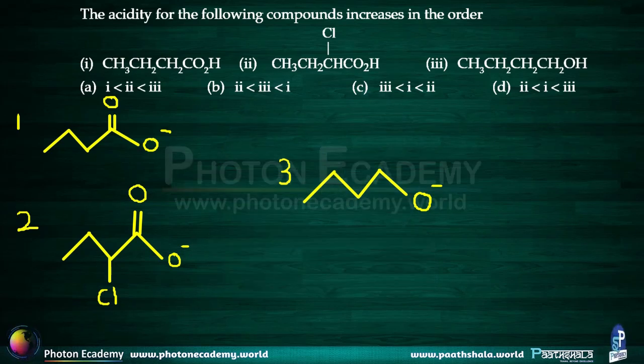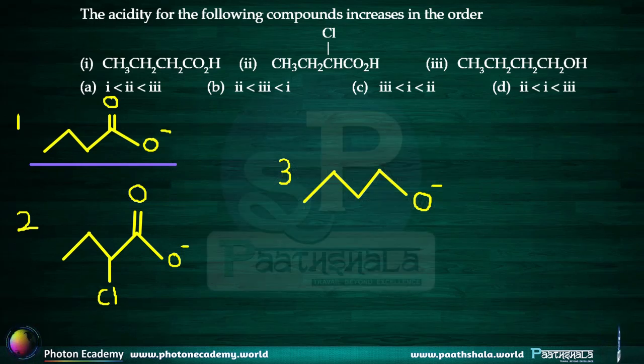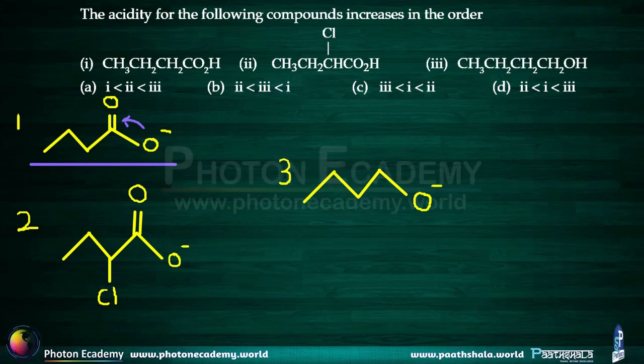is left behind. Now in compound 1, what we observe is that when we make the diagram of the conjugate base, the negative charge resides on an oxygen atom, but it is in resonance with the carbon oxygen double bond. This offers added stability to the conjugate base. In the second compound, we observe the same thing: the negative charge resides on an oxygen atom, but it enters resonance with the carbon oxygen double bond, adding extra stability.